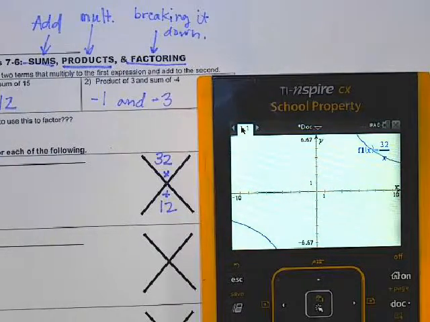Control T. Come on, Ish. Why is it not doing it?